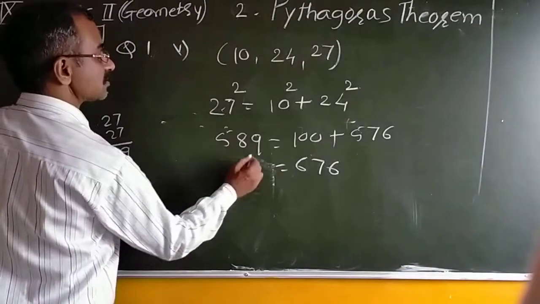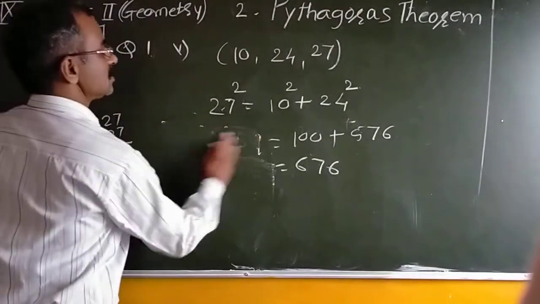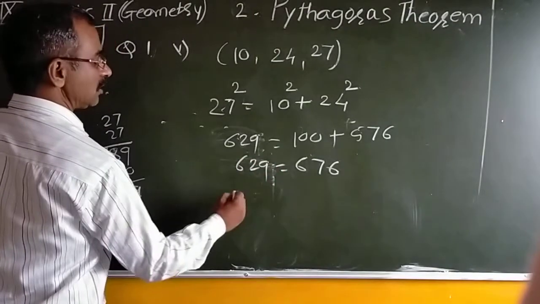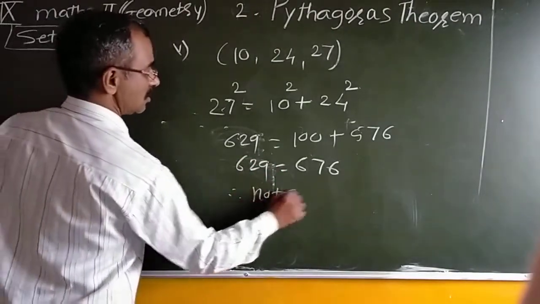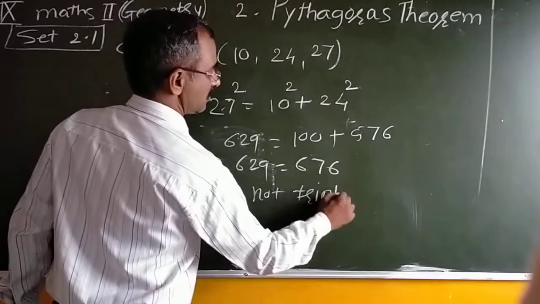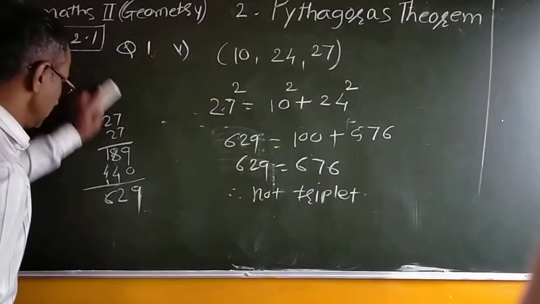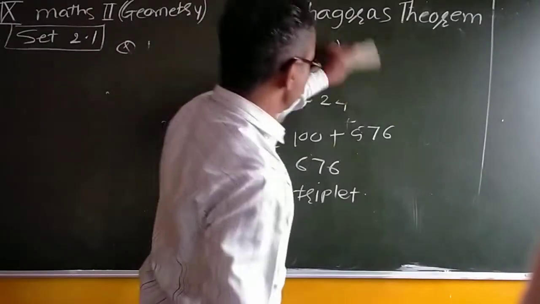This is the 6 to 9. So both are not equal, so it is not a triplet. Then sixth.